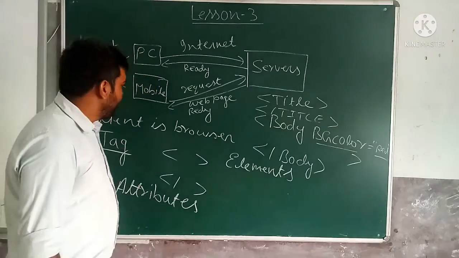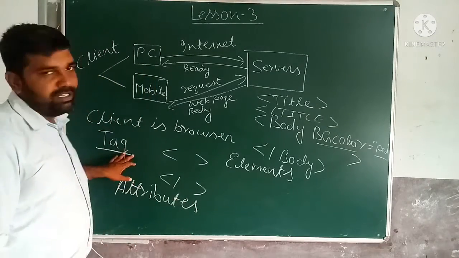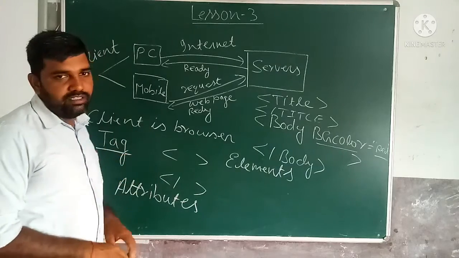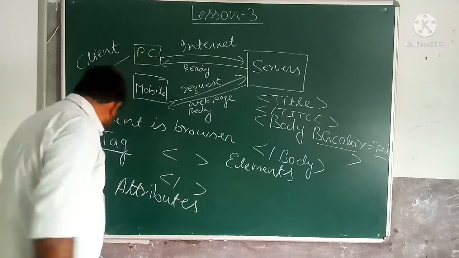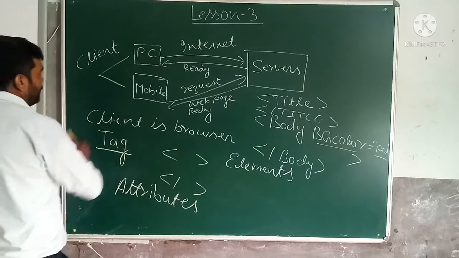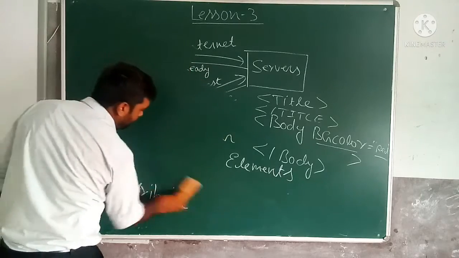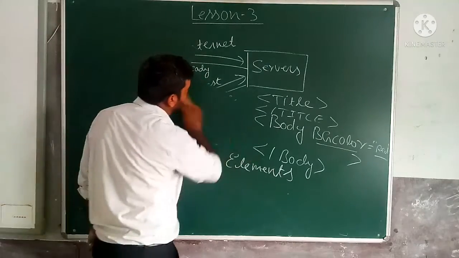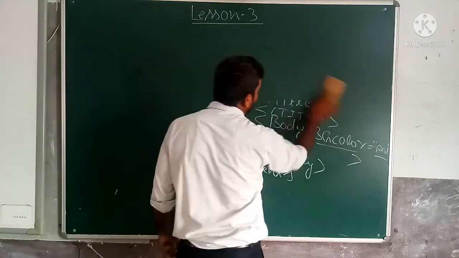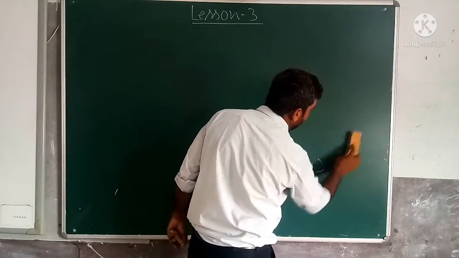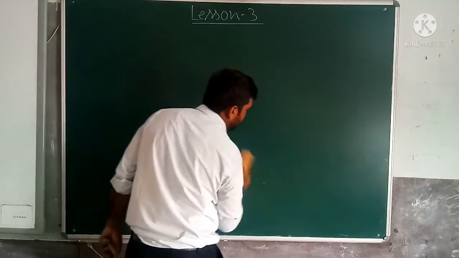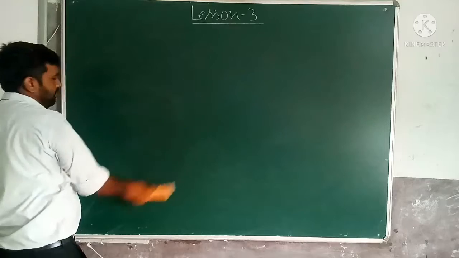HTML elements are of two types: container elements and empty elements. Container means any element which has both an opening tag and a closing tag. That is called a container. So I have just written it.